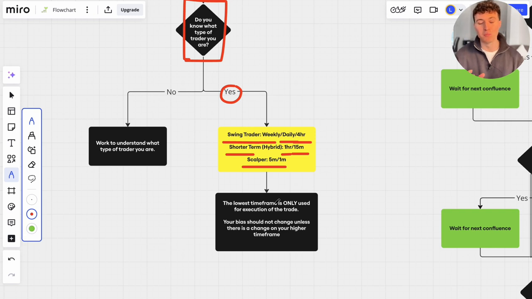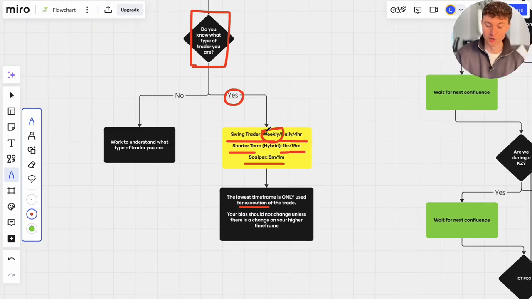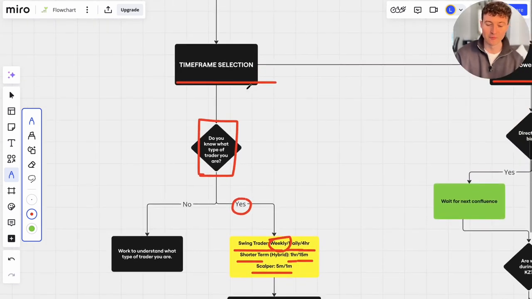And that's why this is the most important step of the process. If you get this wrong, and if you don't trade a style that's suitable for you in your lifestyle, there's no way that you could ever succeed long-term trading the financial markets. Please note the lowest time frame is only used for the execution of the trade. And your bias should not change unless there's a change on your higher time frame. So let's say you're a swing trader, weekly, daily, and 4-hour. Your bias can only change if it starts getting invalidated on the weekly time frame, which is your higher time frame. Okay, great. So that's step number 1, which is time frame selection.